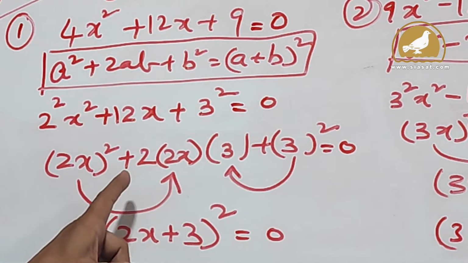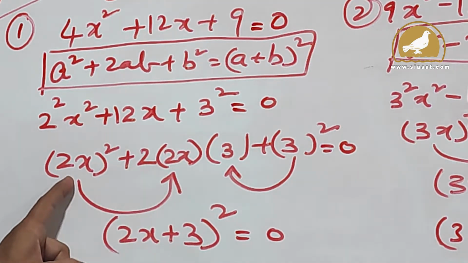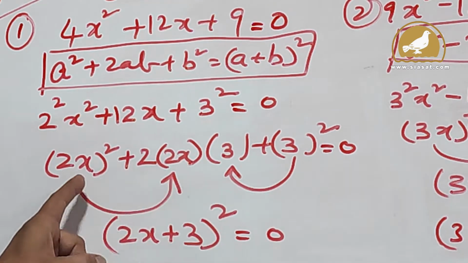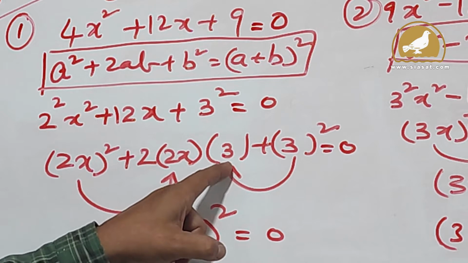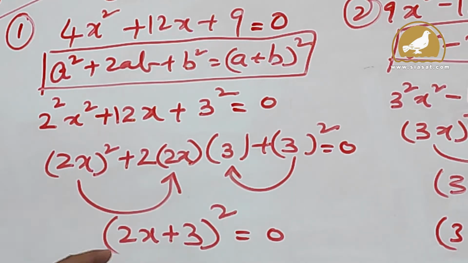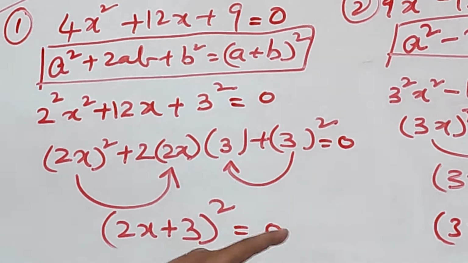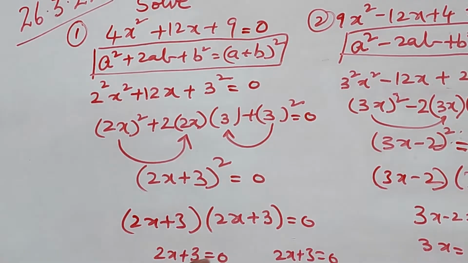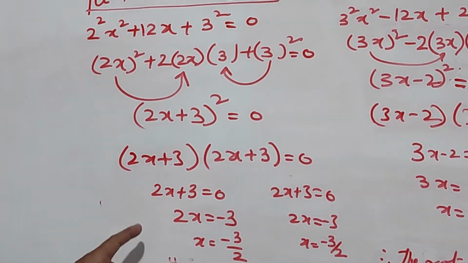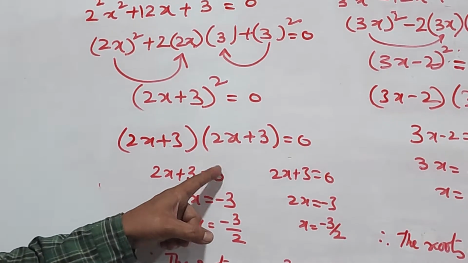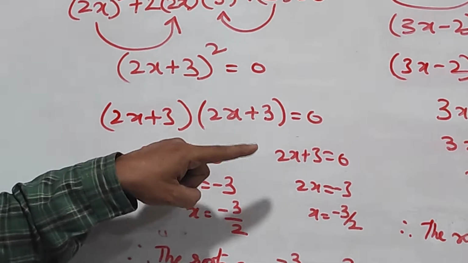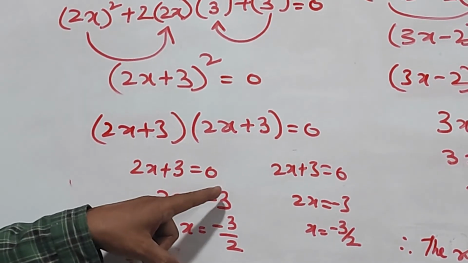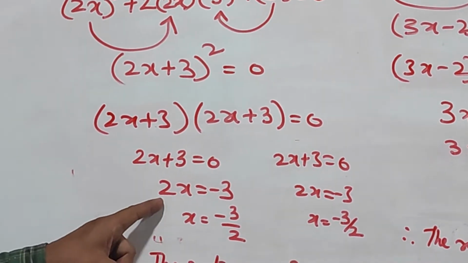Then in between you have 2ab, so 2 and the first one 2x and the last one 3. Like that, 2 into 2 into 3 will be 12x. Therefore this is nothing but 2x plus 3 whole square is equal to 0. So 2x plus 3 into 2x plus 3 is equal to 0. By simplifying this, 2x plus 3 is equal to 0. 2x is equal to minus 3, since the plus 3 goes to the other side by transposition and becomes minus 3, and the 2 multiplying x will become division.